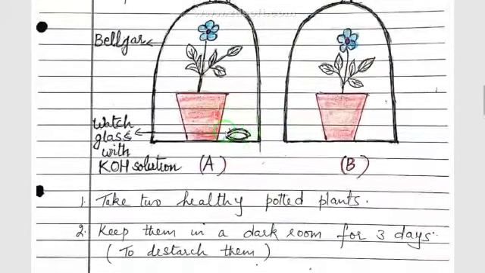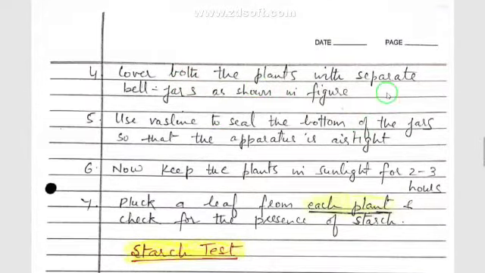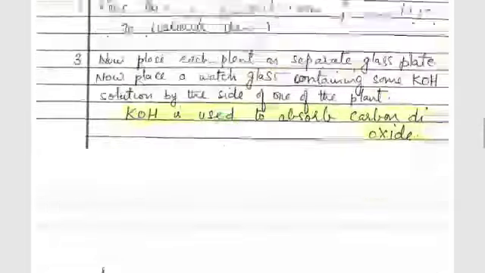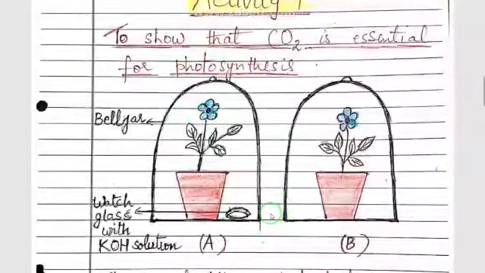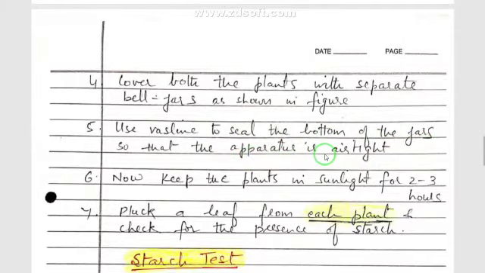Why this KOH plate is kept? Because KOH is used to absorb carbon dioxide. Fourth step is cover both the plants with separate bell jars as shown in figure. Bell jar means a covering which covers both of these plants. Fifth, use Vaseline to seal the bottom of the jars so that the apparatus is airtight, so that from nowhere the air can enter inside.